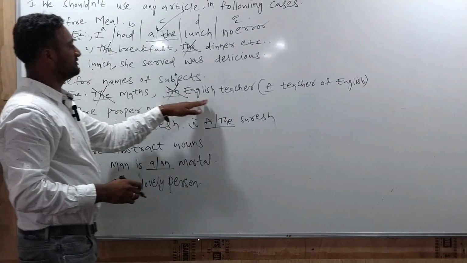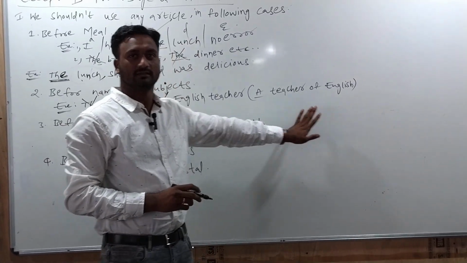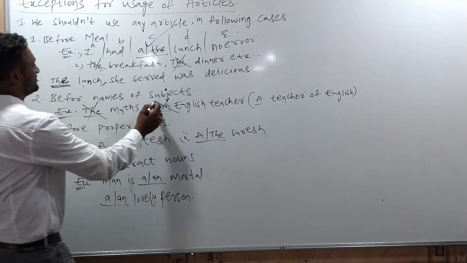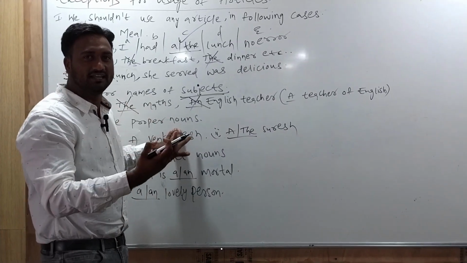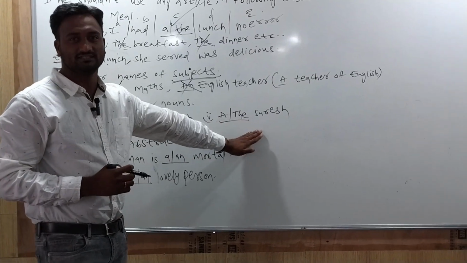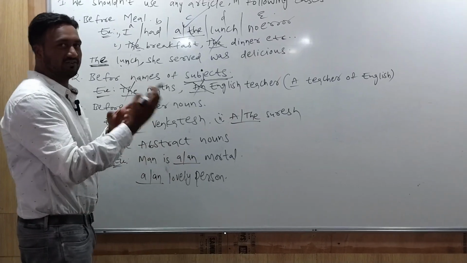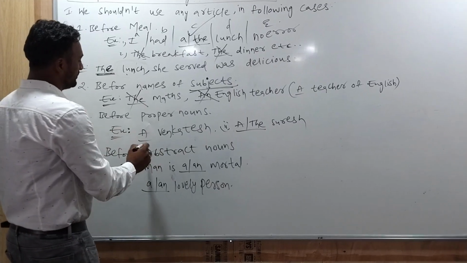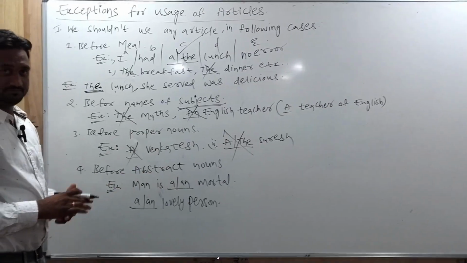You should not use any article before the name of the subject. Instead, you should say, I am a teacher of English. I am the teacher of English, you can say. But you should not say, I am an English educator, I am an English teacher. Understood? So, before the names of subjects, this is an exception. And before proper nouns, this is very awkward to hear even. We can't say a Venkatesh or the Venkatesh or the Suresh, a Suresh, right? Your senses may say that it's an awkward feeling. It gives an awkward feeling when you add any article before proper nouns. So this is an exception where we should not use any article before proper nouns.